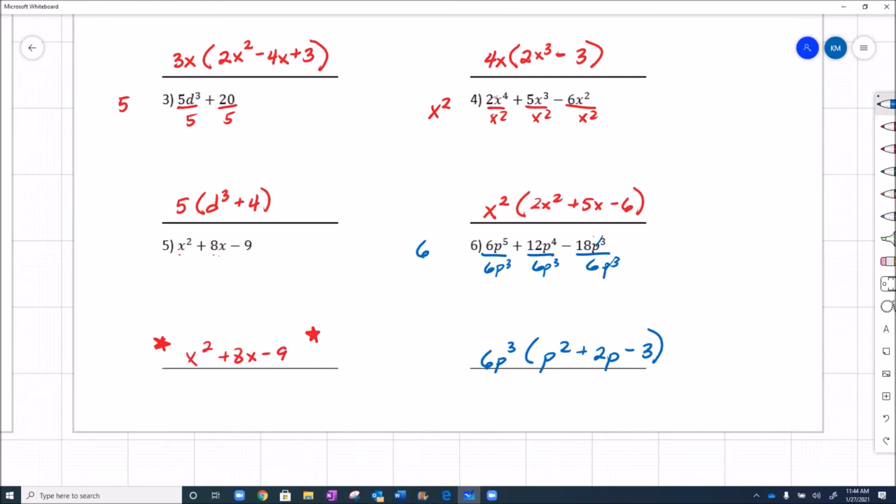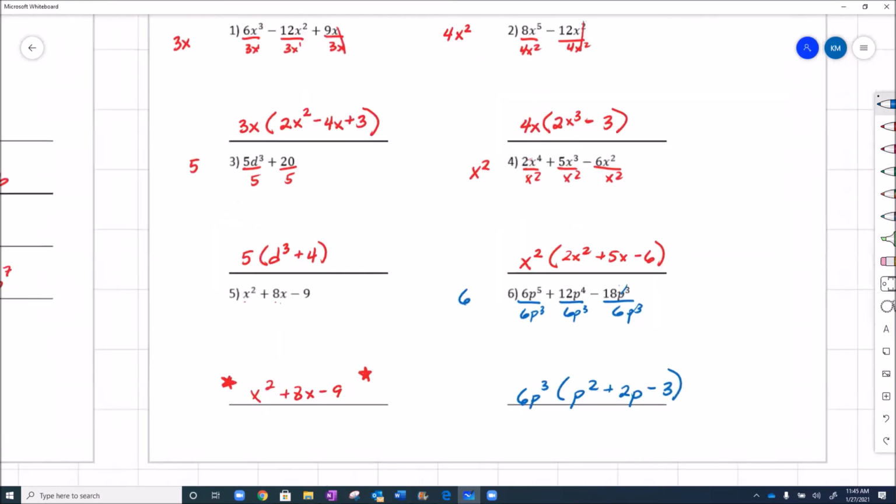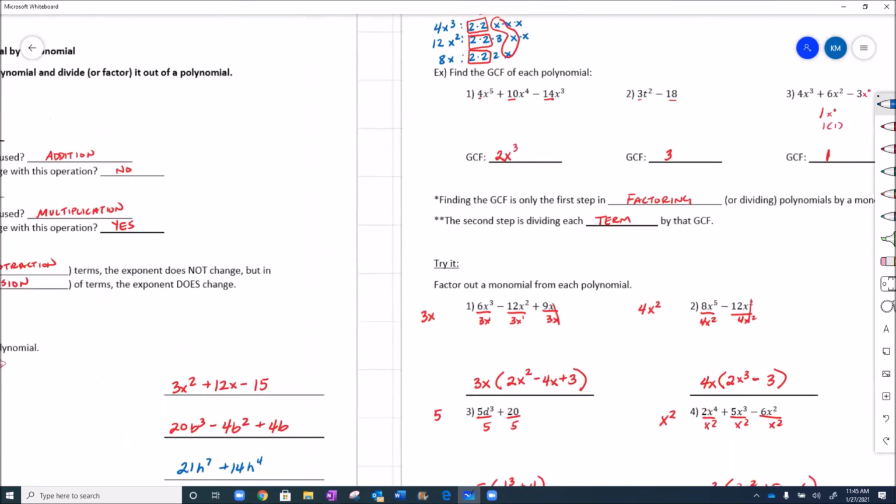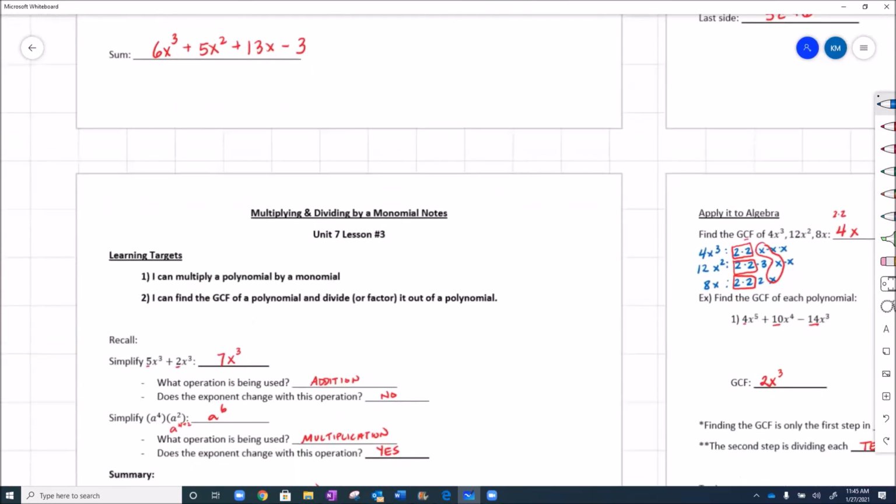All right, and so that, my friends, is multiplying and dividing by a monomial.